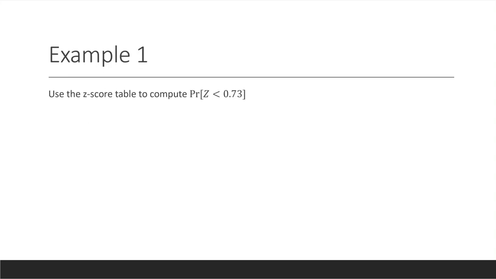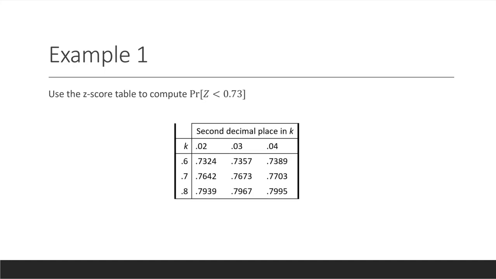Let's do an example. We're going to use the z-score table to compute the probability that z is less than 0.73. The part of the table we're going to look at is going to be looking something like this. What we do, well, first of all, this k, what does that k refer to? That k is this number right here. This number is also called the z-score.